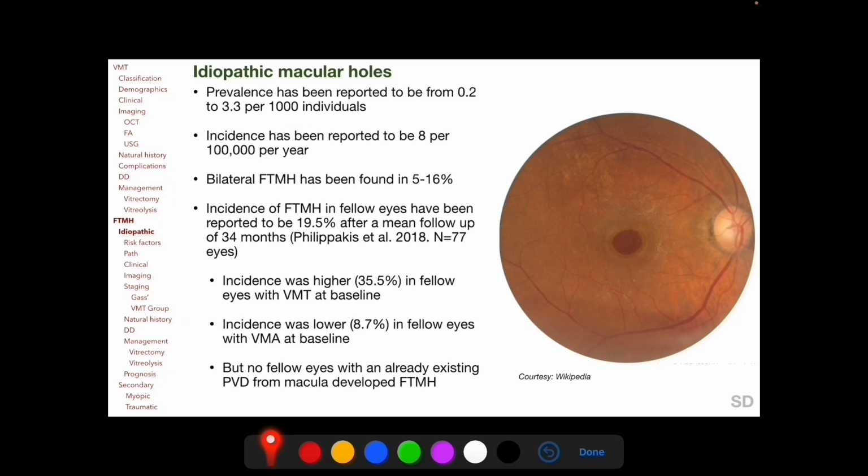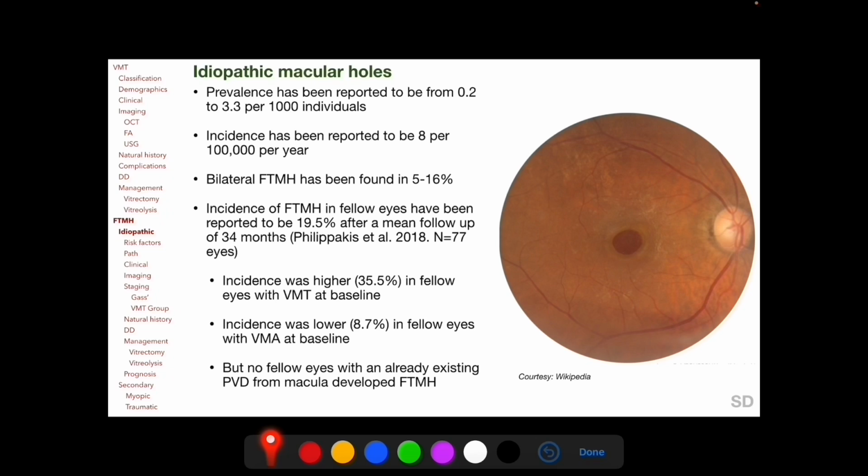Prevalence of idiopathic macular holes has been reported to be up to 3.3 per thousand individuals, and this prevalence is higher than the prevalence of idiopathic VMT because diagnosis at the stage of idiopathic VMT occurs much more infrequently. Bilateral full-thickness macular holes have been found in 5 to 16% of affected individuals, and incidence of full-thickness macular hole in fellow eyes of eyes with full-thickness macular hole has been reported to be 20% after a mean follow-up of about 3 years.